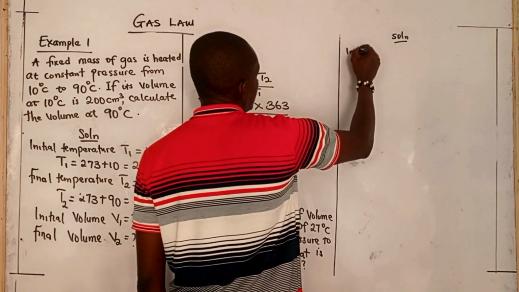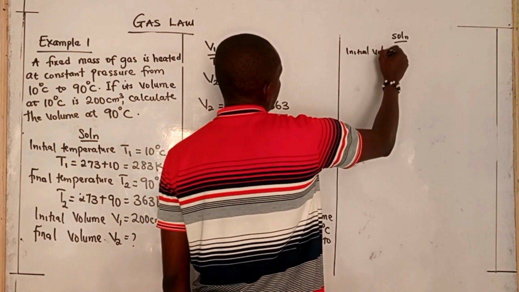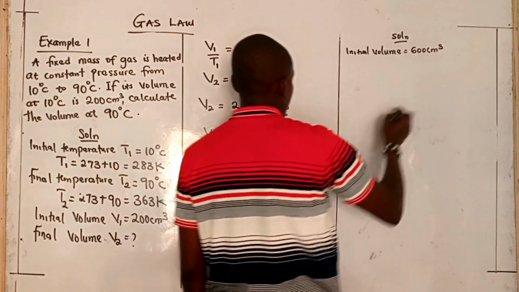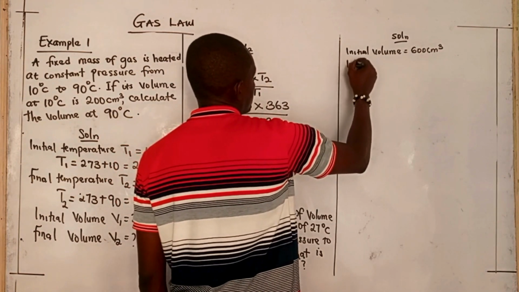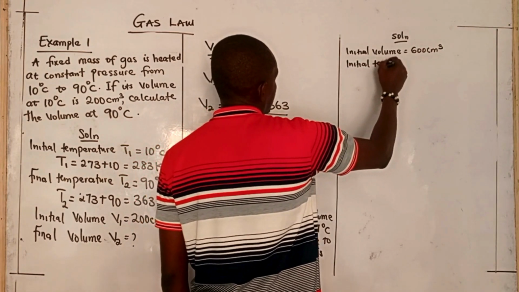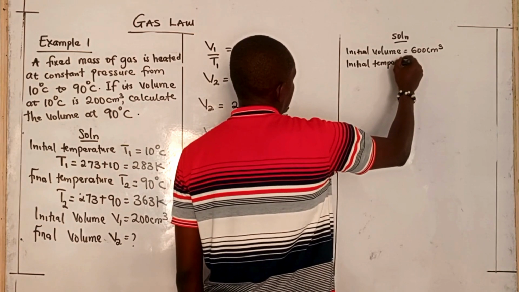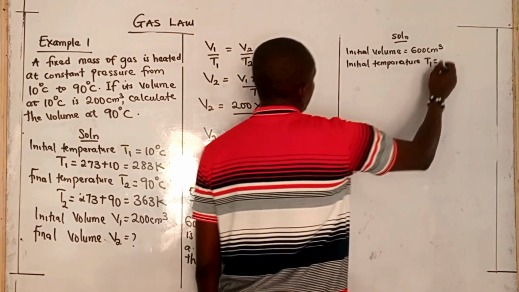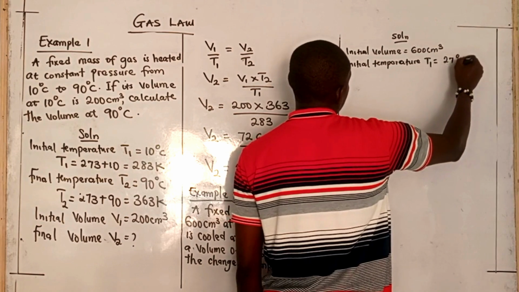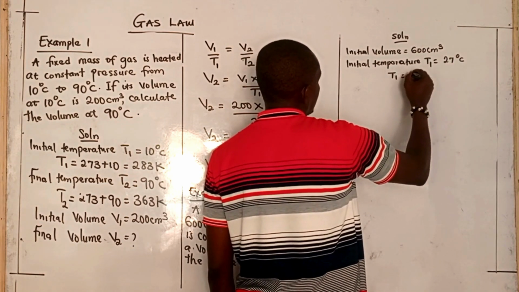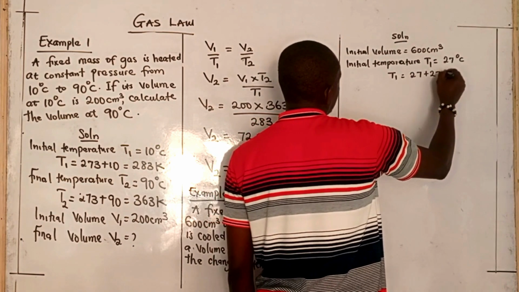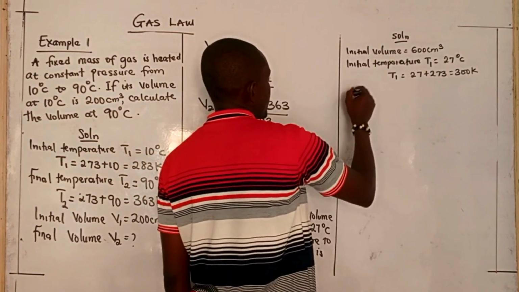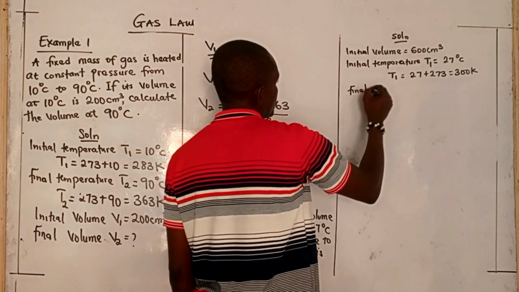So the initial volume given to us from the question is 600 cm³. Now we're given the initial temperature, which is T1, as 27 degrees Celsius. If we convert to Kelvin, we have 27 plus 273, which gives us 300 Kelvin.